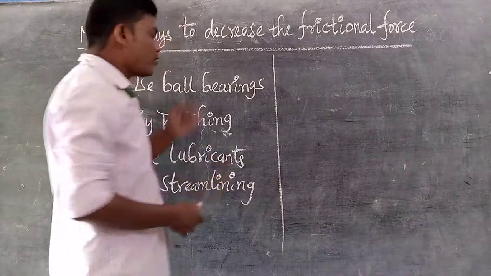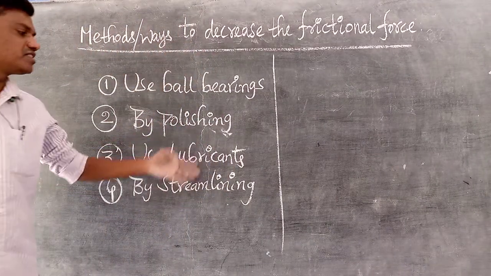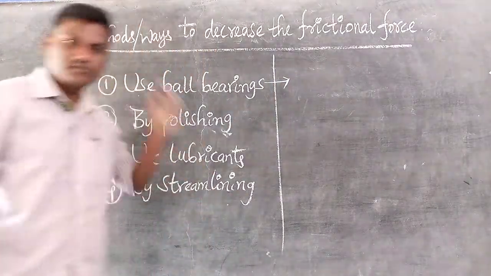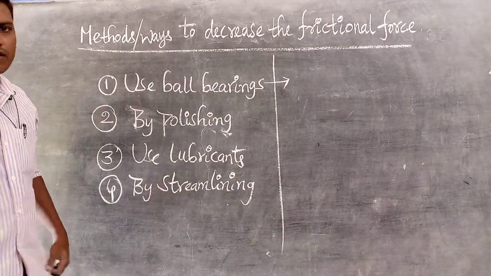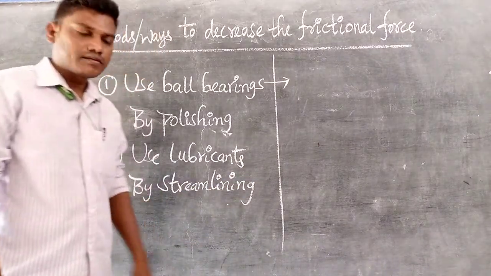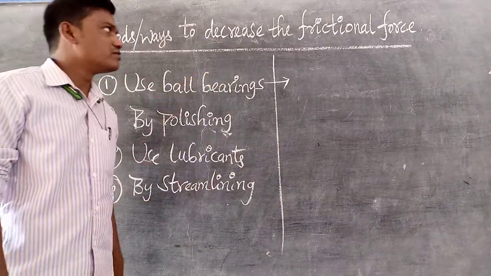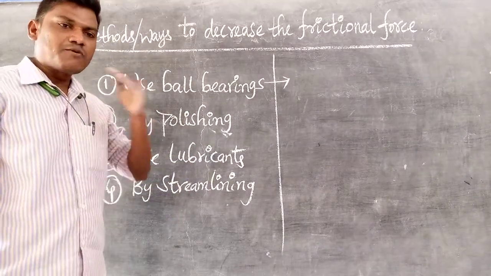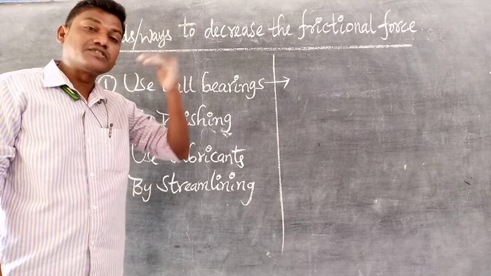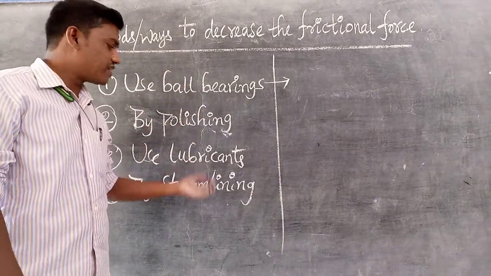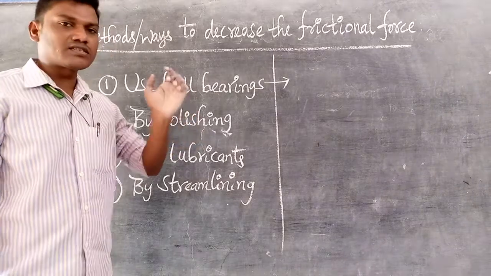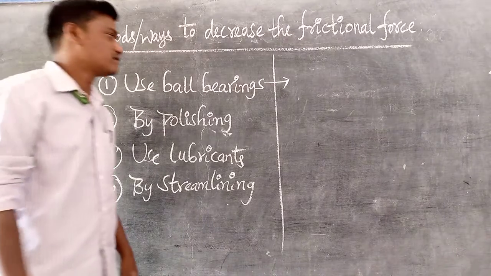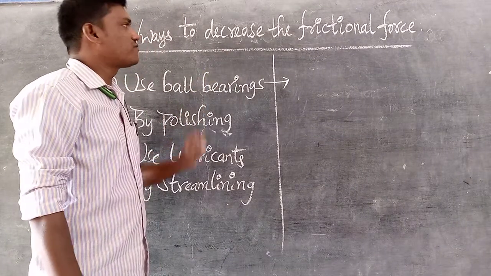So how can we reduce the frictional force by using these methods? We will discuss step by step. The first one is very important for the 2 marks. What are the methods we use to decrease the frictional force? You can write the 4 names. Mainly we use 4 methods to reduce the frictional force. Afterwards you can write these 4 names. If the same question is asked for 4 marks, you can explain each category separately. How can we reduce the frictional force?